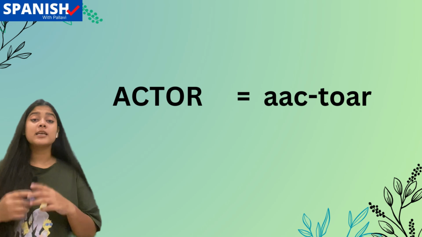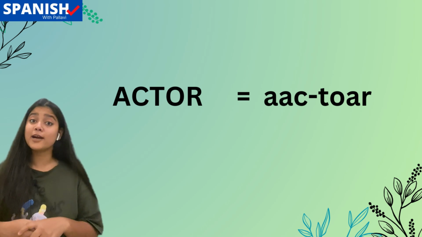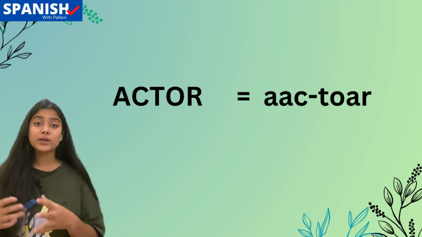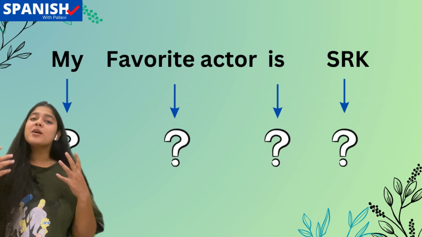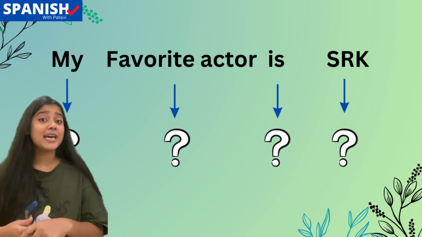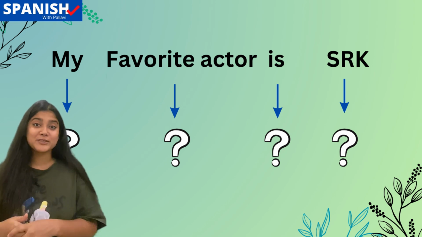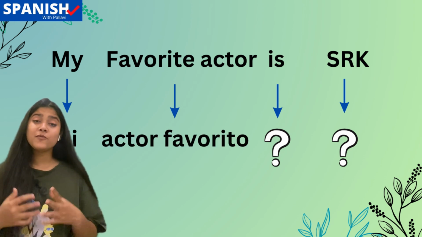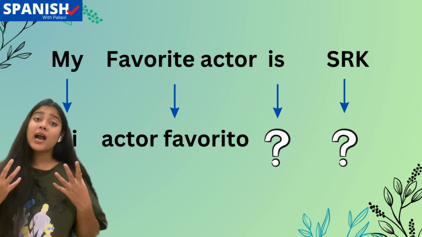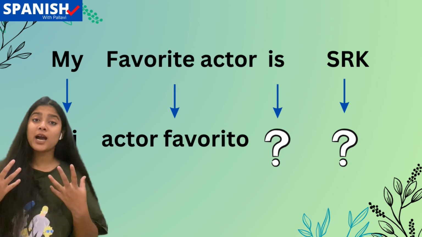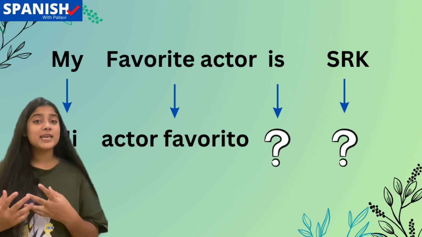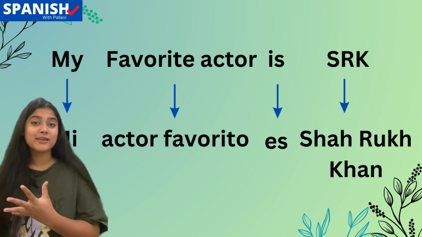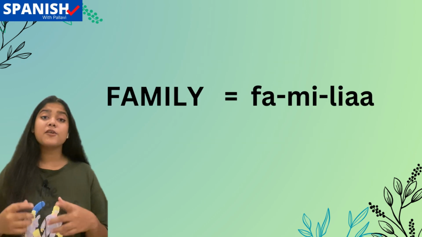Next, this word is actor. And how do you say that in Spanish? Actor. The example will be, my favorite actor is SRK. How do you say that in Spanish? My will be mi. Favorite actor will be actor favorito. Actor favorito. Is SRK. Shah Rukh Khan. SRK.